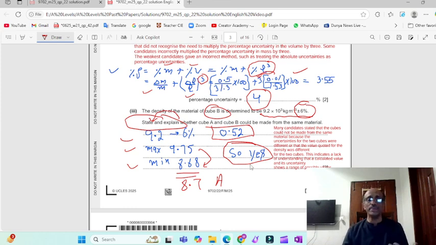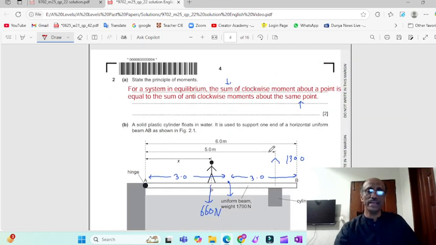You have to explain the reasoning. You have to explain the logical reasoning. You will show your reasoning and then you will get your marks. Then question number 2, state the principle of moments.